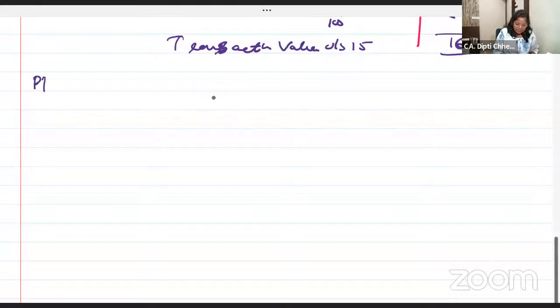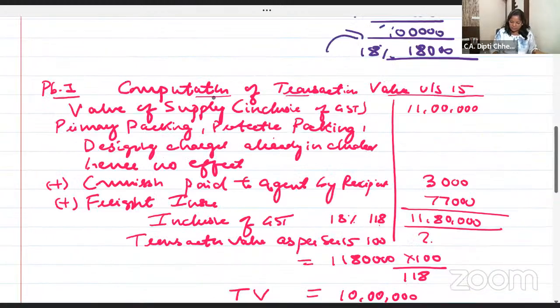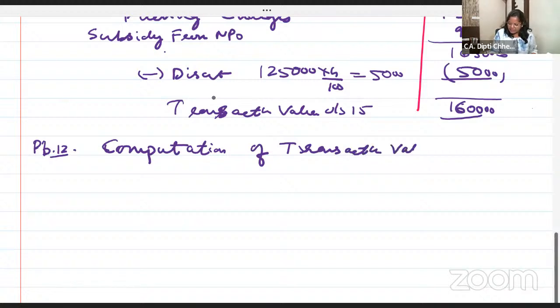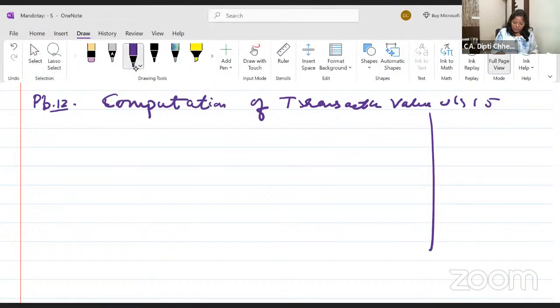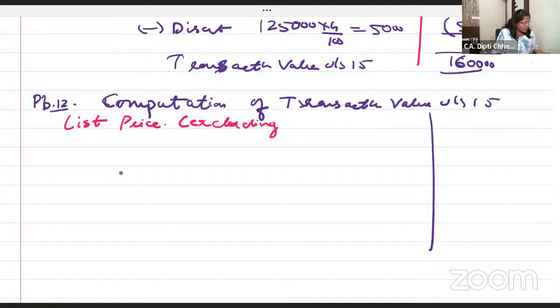Very quickly, please. Problem number 12. Write down. I'll clarify that for you. I saw your message in the chat box. Sure, first write this: Computation of transaction value under section 15. Okay? Let's start. You have to compute the transaction value as per section 15. First start with the list price. See, list price is excluding taxes and discount.